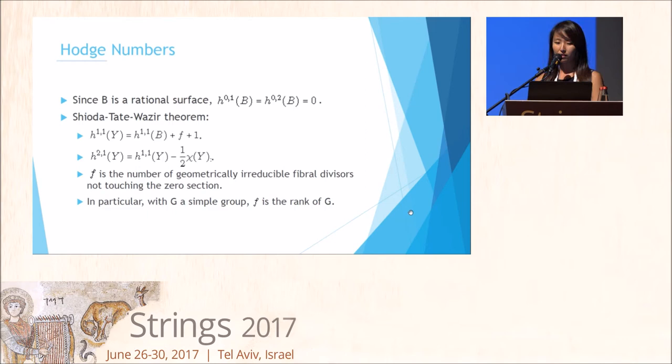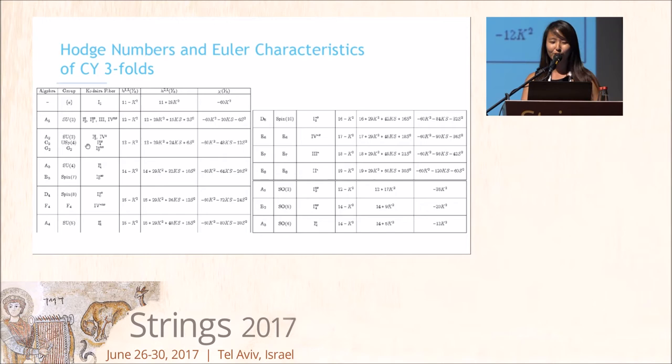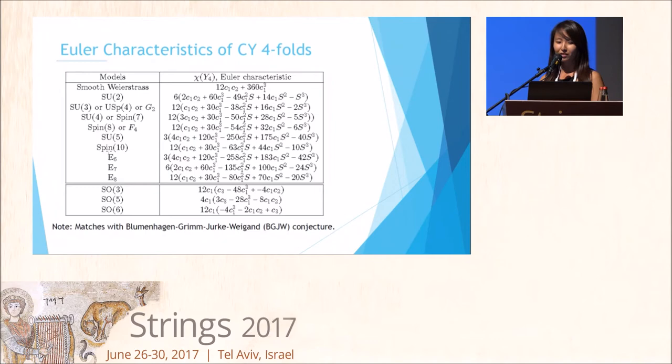So we compute it for threefolds. It's a lot, but if you look at, for example, this, there are several groups that have the same Hodge numbers and Euler characteristics, just because they have the same rank for the group. The same is done for the fourfolds. I want to note that some of the gauge groups have been studied in the BGJW paper and match completely.